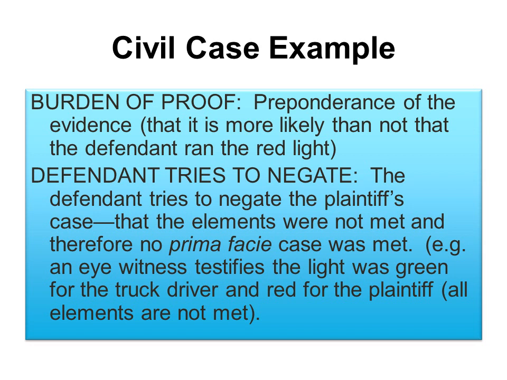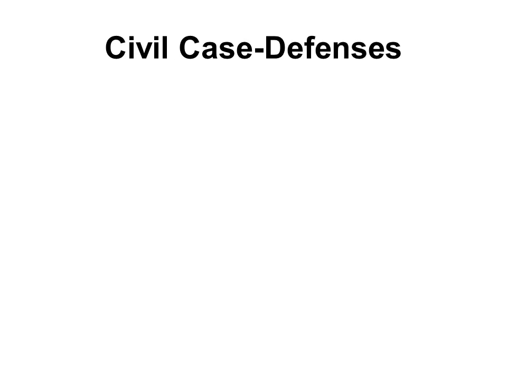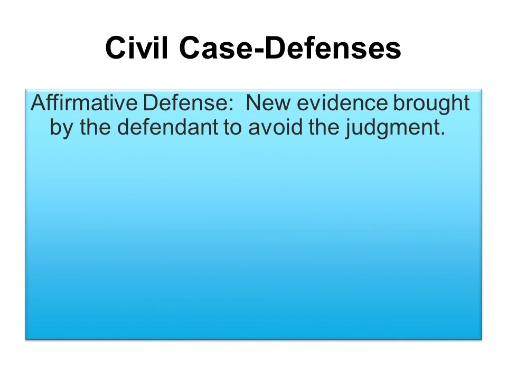One, didn't meet the elements. Plaintiff didn't bring up enough evidence to prove that this happened, or there's a witness that says the truck driver was not supposed to yield because the truck driver had a green light, not a red light, and so all the elements aren't met. So they're negating the case. Or the defendant might have some affirmative defenses.